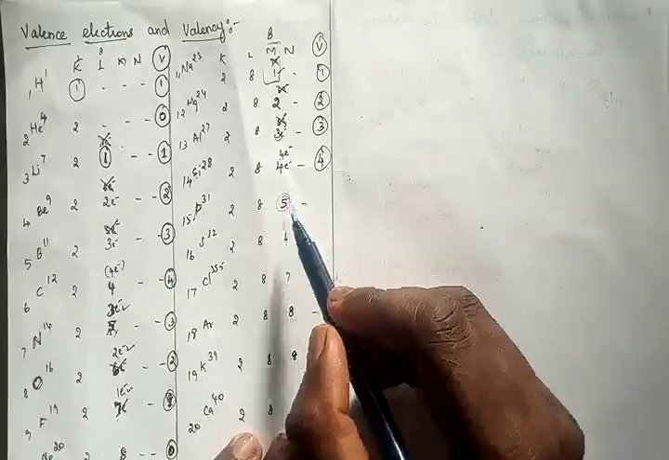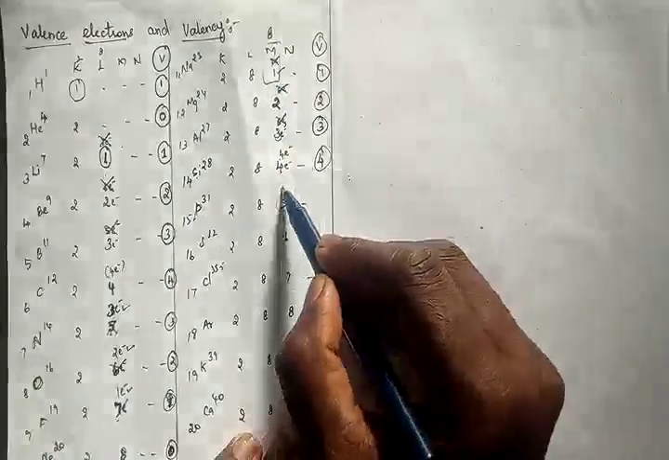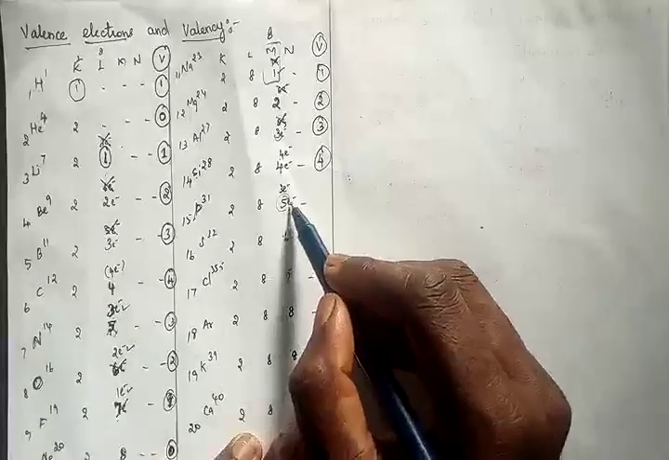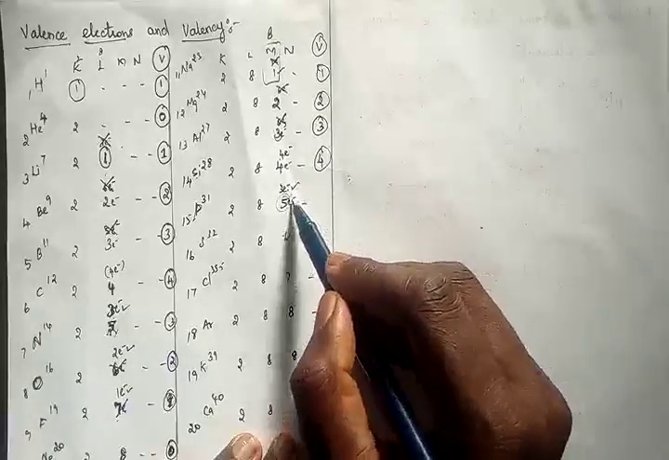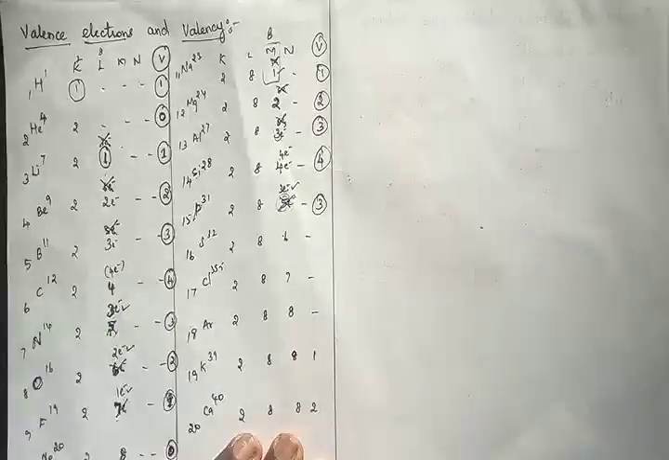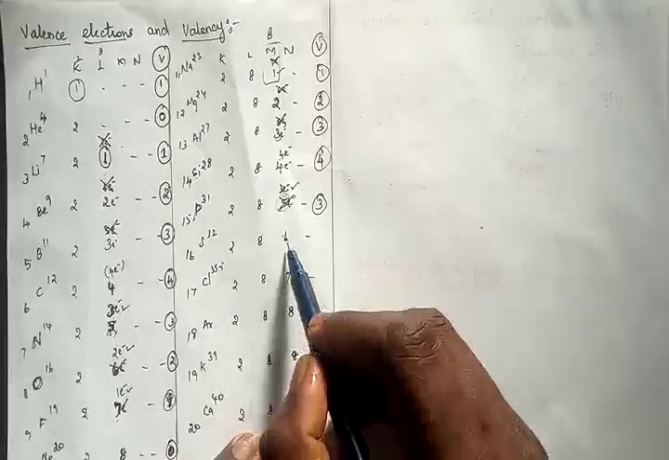Phosphorus has 5 electrons in the last shell. The maximum capacity is 8, so it requires 3 electrons. Losing all 5 electrons is a difficult process, but gaining 3 electrons is easy. So this process will not happen; easily the other process will happen. So the valency is 3 here. Got it?